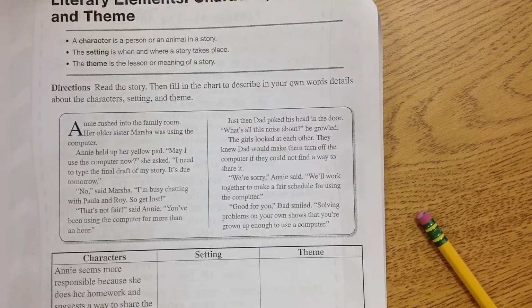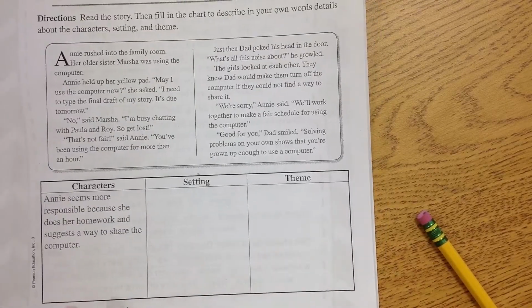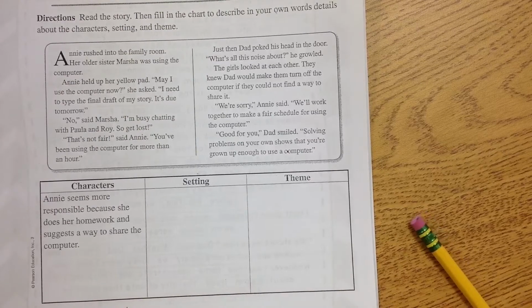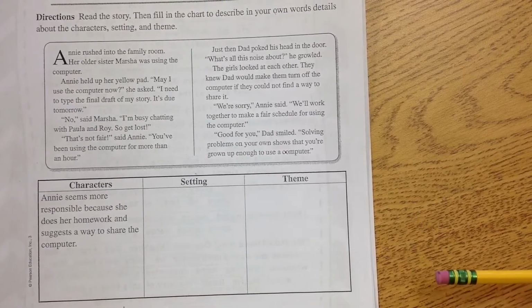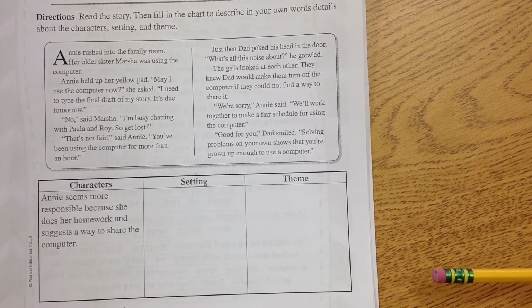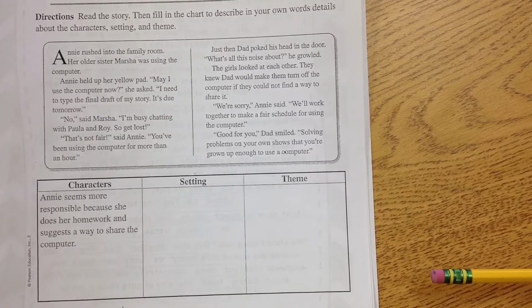All right, so that was our story. So down here, we are going to fill out a chart that shows our character, setting, and theme about our story. So the first one is filled out for us. It says characters. Down here, it says, Annie seems more responsible because she does her homework and suggests a way to share the computer. So Annie was one of our characters.